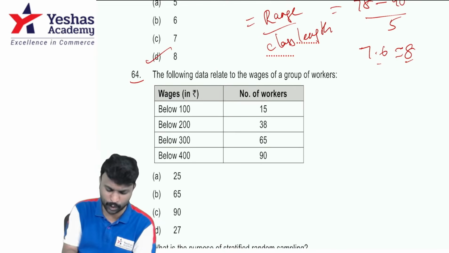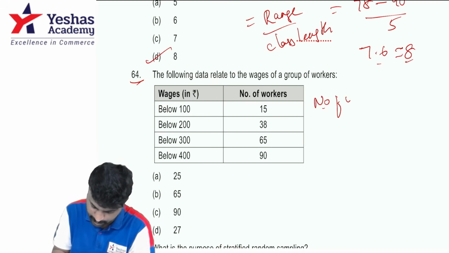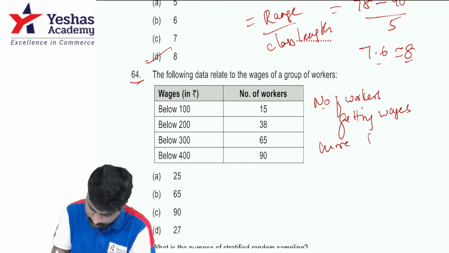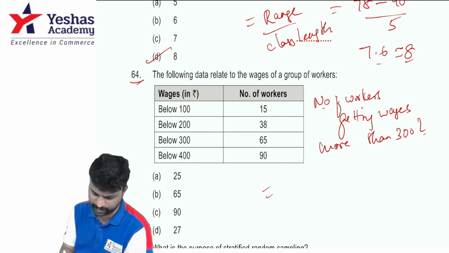Guys, the next question, I told you there's a mistake in the 64th question. The question should have been number of workers getting wages more than 300 rupees. This should have been the question actually. So always the shortcut for such questions is what?